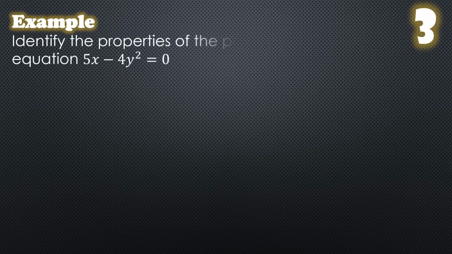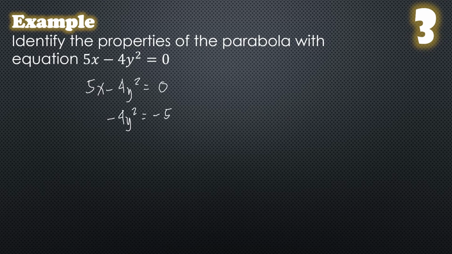Example number 3. Identify the properties of the parabola with equation 5x minus 4y squared is equal to 0. Let us start with 5x minus 4y squared is equal to 0. Adding negative 5x to both sides of the equation, we will have negative 4y squared is equal to negative 5x. And then let us divide both sides of the equation by negative 4. So we will have y squared is equal to 5/4 x.